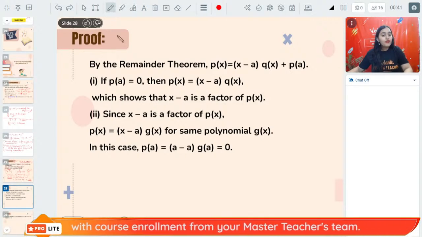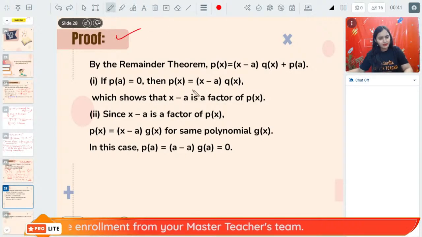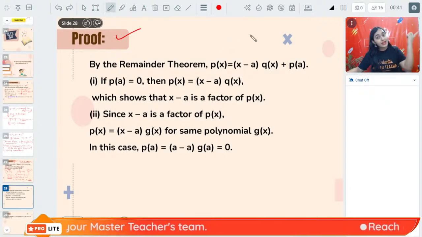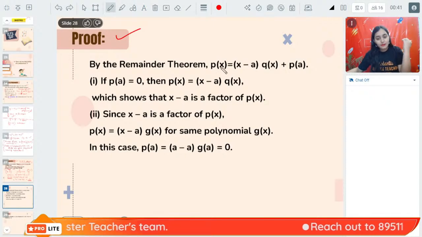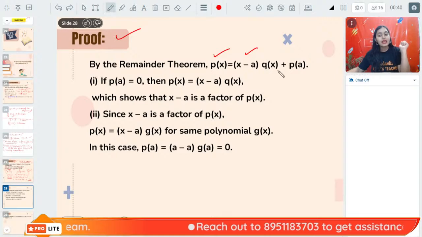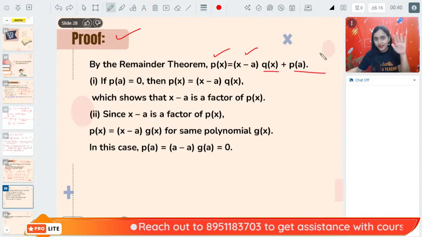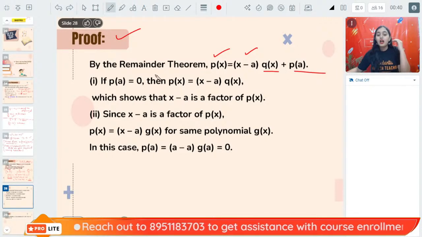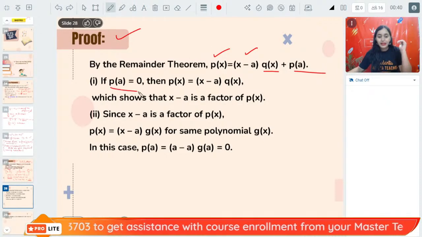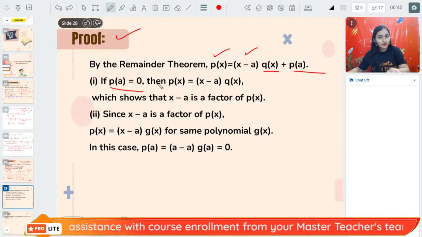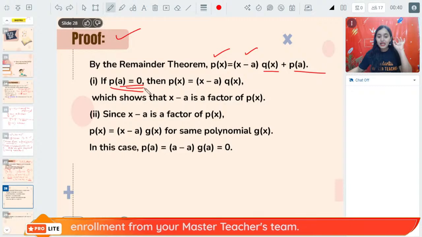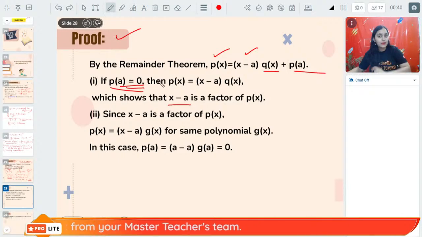Now, the proof of factor theorem is very, very simple. By remainder theorem, which we learnt yesterday, P(x) is a polynomial which can be written as (x minus a) into q(x) plus p(a). This is the remainder theorem. Now, for a factor to be there, p(a) should be 0. That is what the factor theorem is.